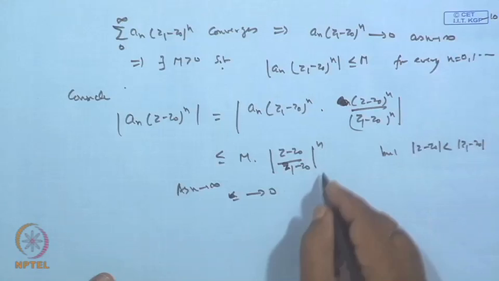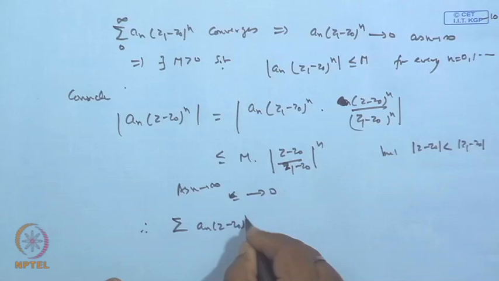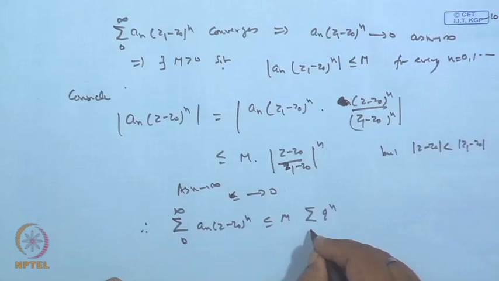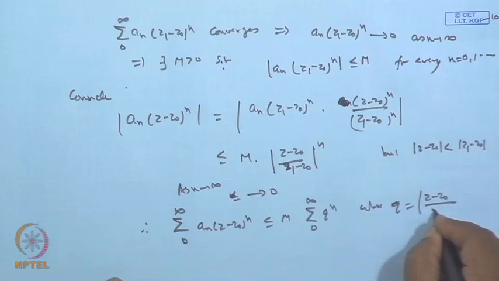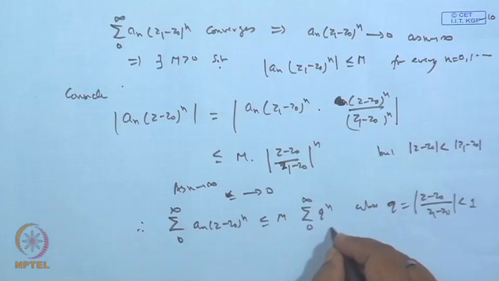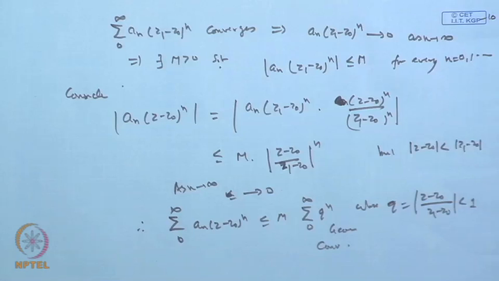So, the series sigma a n (z minus z naught) to the power n, 0 to infinity, is dominated by the series sigma M q to the power n, 0 to infinity, where q stands for mod of (z minus z naught) divided by mod of (z 1 minus z naught), which is strictly less than 1. So, this is a convergent geometric series. Therefore, this series will converge. So, the original series converges.